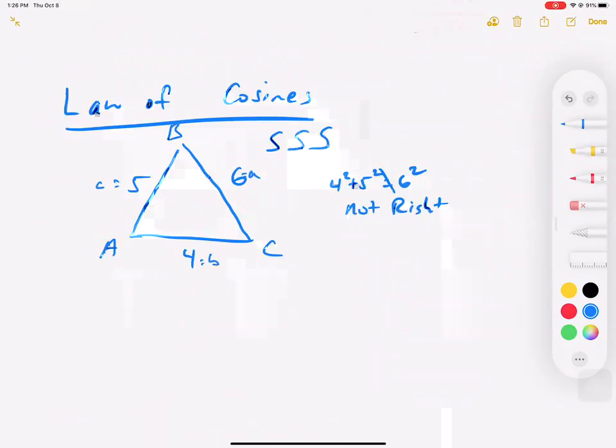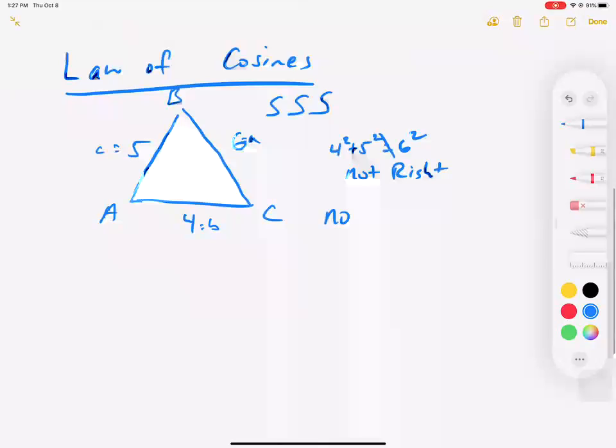Looking at A, do we have an angle side pair for A? I know side A, but do I know angle A? Nope. B, I know side B, but I do not know angle B. Nope, can't use law of sines yet. Look at C, I know side C, but I do not know angle C. We do not have one complete set. We cannot use law of sines. The law of sines is easy compared to law of cosines. So no angle side pair.